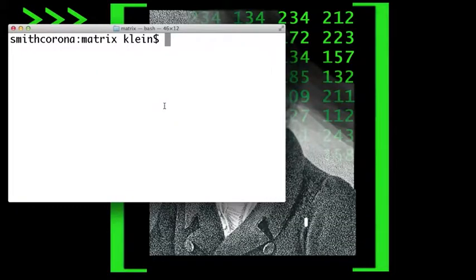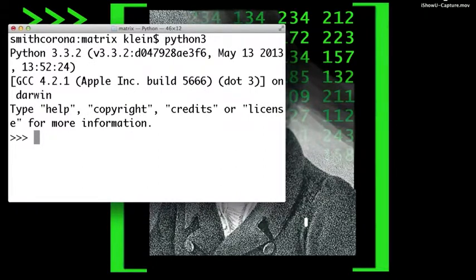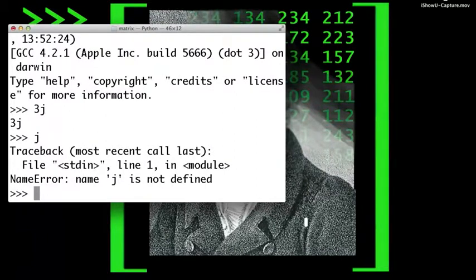Let's try working with complex numbers in Python. Instead of i, Python uses j because in electrical engineering, i traditionally means current. We enter the imaginary number 3j, and Python says, yeah, I got it. If you enter just j by itself, Python thinks you're referring to a variable. So instead, we can type 1j.